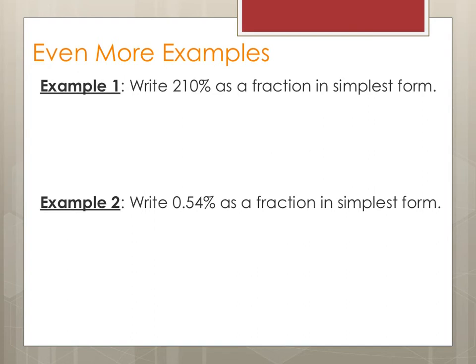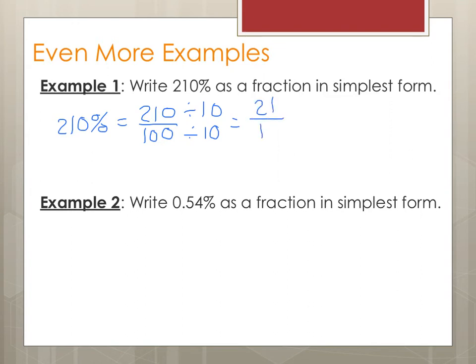So sometimes we're going to run into percents over 100. In this case, we're going to write 210% as 210 over 100. There's a common factor of 10, so we'll divide the top by 10 and the bottom by 10. 210 divided by 10 is 21, and 100 divided by 10 is 10. So we get the fraction 21 over 10. There are no more common factors, so this will be in simplest form.